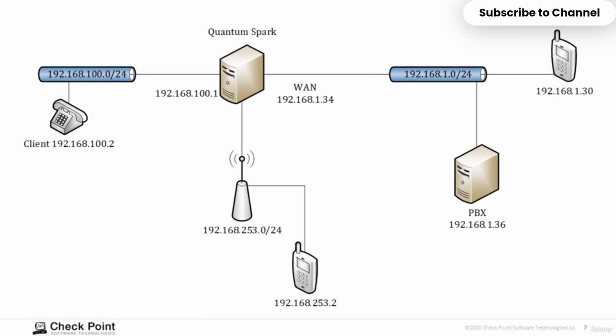First, let's review our topology. We have our Quantum Spark connected to the WAN network, in this case, the 192.168.1.0, which is my physical address at home, and the Quantum Spark WAN adapter is connected to this network. We have the 192.168.100.0 network. It's a wired network protected by Quantum Spark. And since it's the 21st century, we have a wireless network as well, secured by our appliance. We have phones on all three networks. The PBX server is in the WAN network.